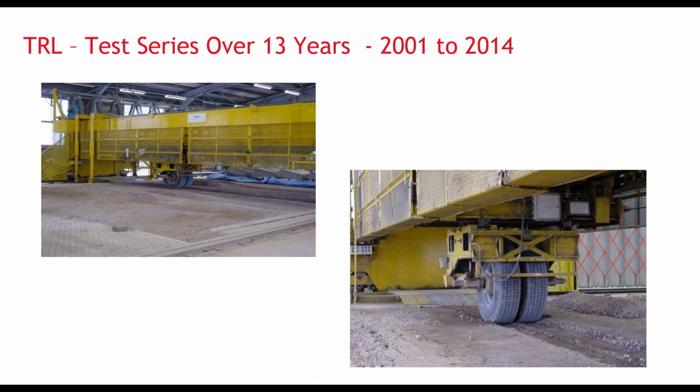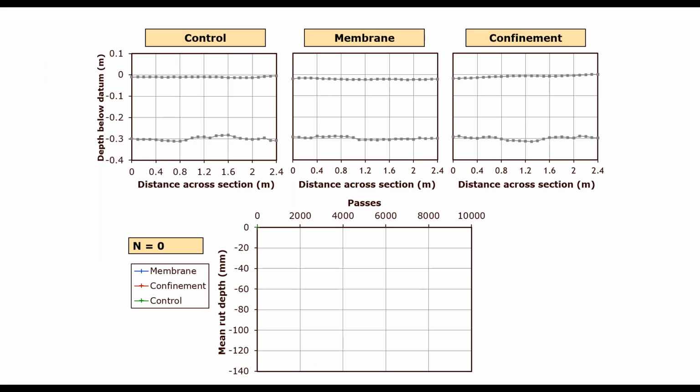There are 4 charts here. The top 3 each represent a cross-section across the wheel path. The vertical axis in all charts is rut depth in meters. The chart on the top left is a control section without any geogrid.